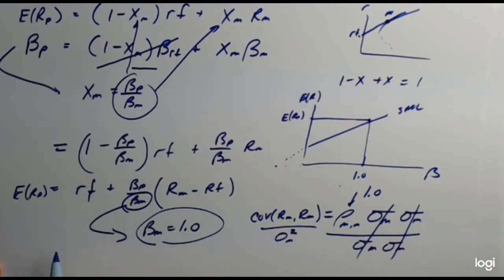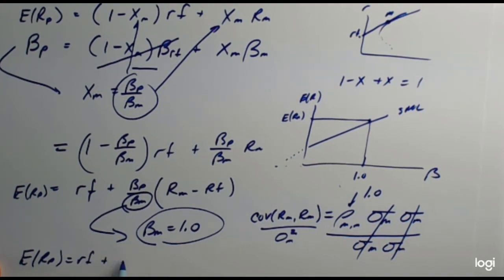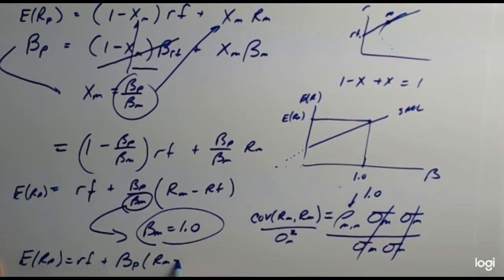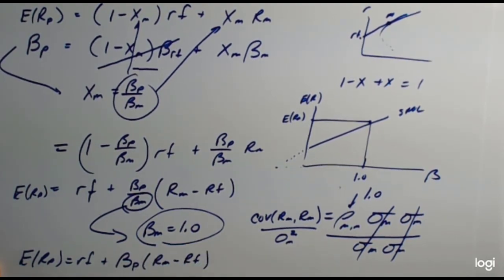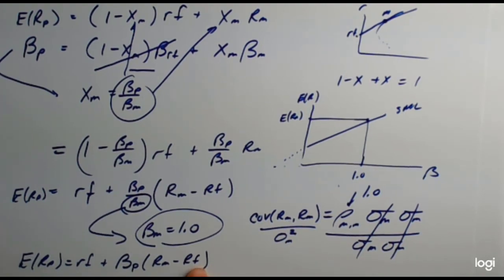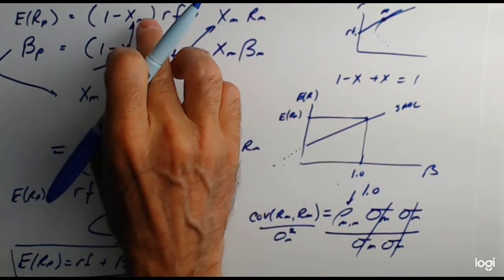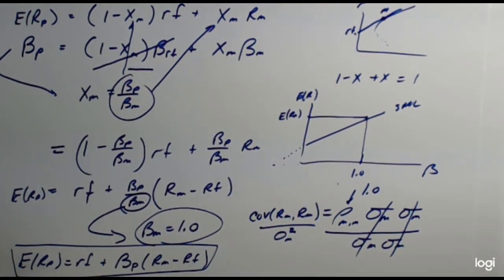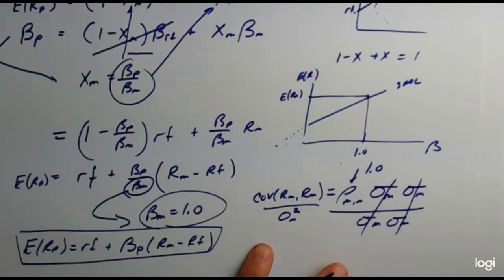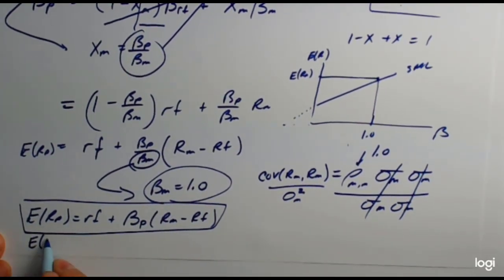And so when we do this, then we have the expected return on the portfolio equals the risk-free rate plus the beta of your portfolio times the return on the market minus the risk-free rate. That's the market risk premium. And so this applies to a portfolio that's a combination of the market plus a risk-free rate. But this whole formula also applies to individual stocks.